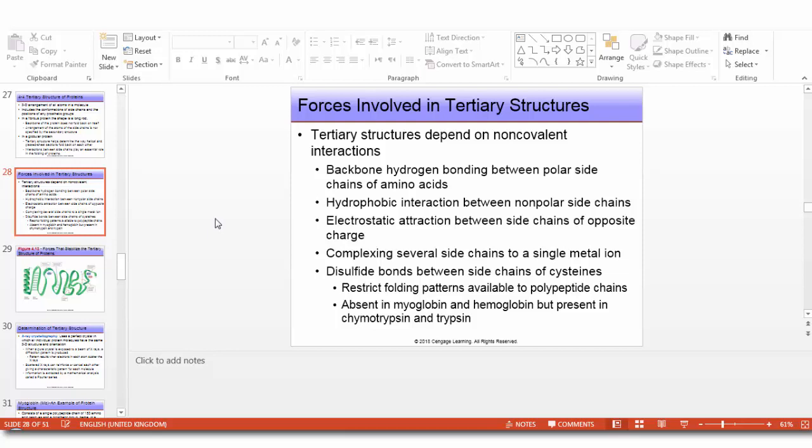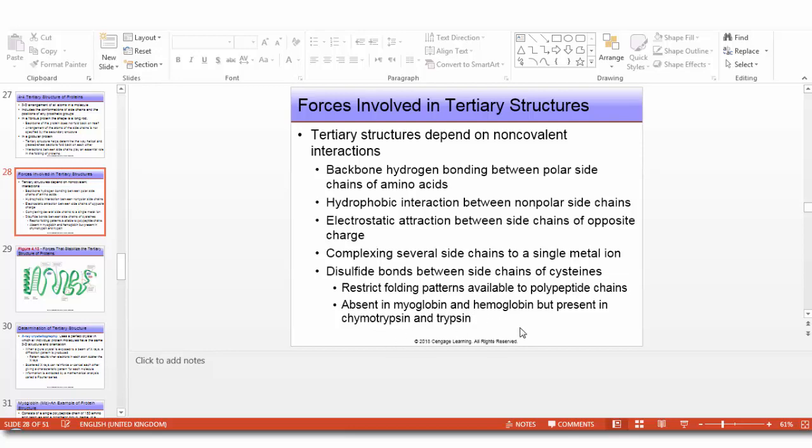Now, what are the forces? Let's see. First, we have backbone hydrogen bonding between polar side chains of amino acids, hydrophobic interaction between non-polar side chains, electrostatic attraction between side chains of opposite charge, complexing several side chains to a single metal ion, and all these, 1, 2, 3, 4, are non-covalent. The only covalent force is the disulfide bonds between the side chains of 2 cysteine residues, which restrict folding patterns available to the polypeptide chain, absent in myoglobin and hemoglobin but present in chymotrypsin and trypsin.